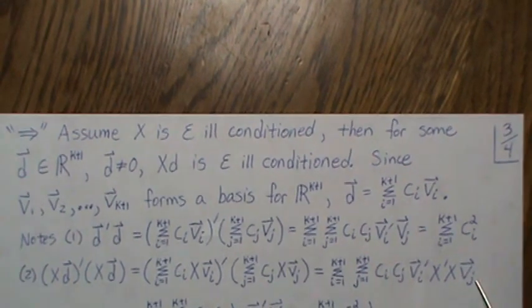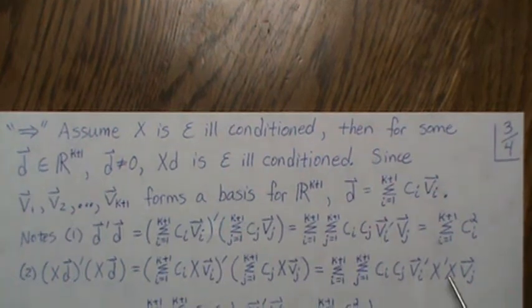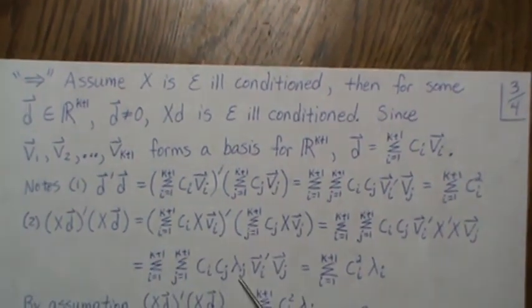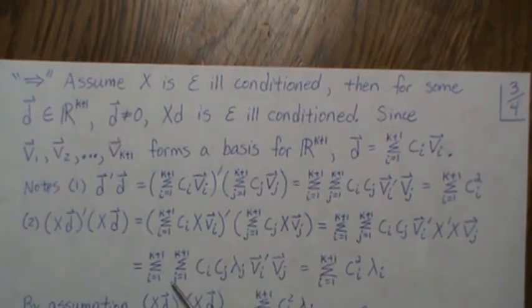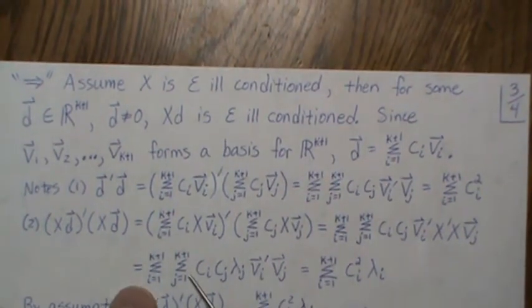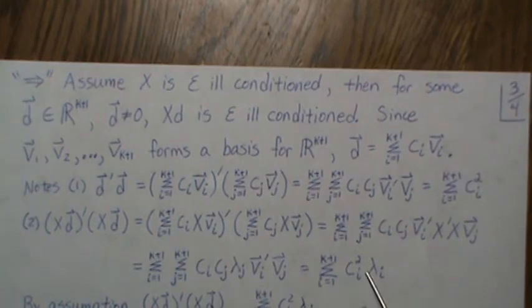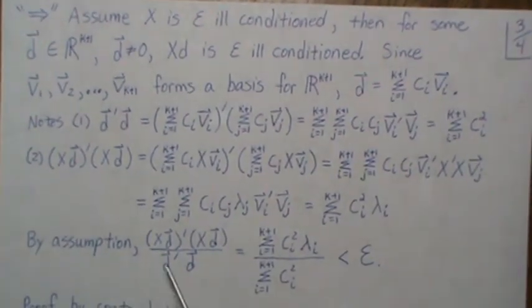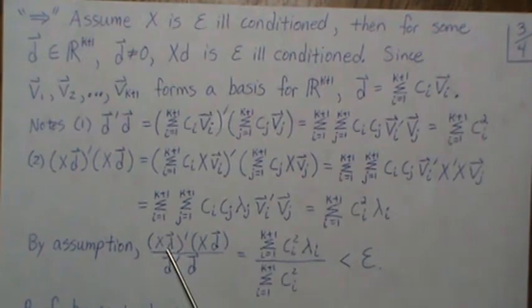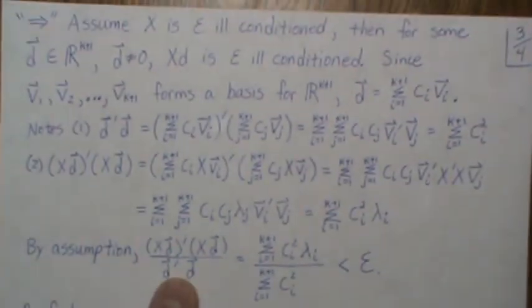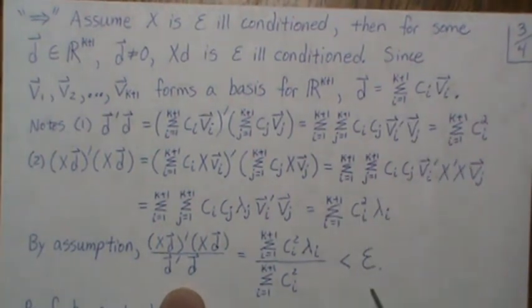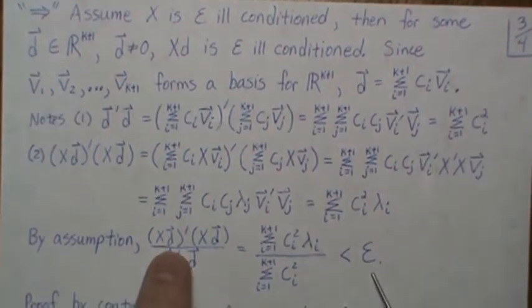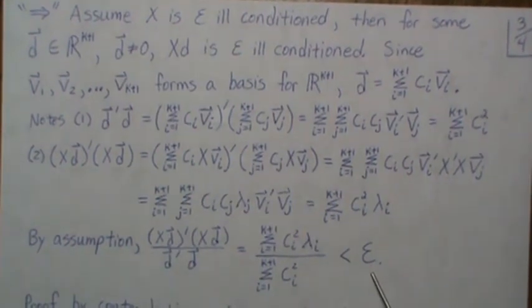But V is the eigenvector of X transpose X. So this is an eigenvalue times a vector, so we can replace it. And it's a constant, so we move it out front. And again, these are all 0 when i and j are not equal. And when they're equal, then it's 1. So this double sum is really the single sum of this. So now, by assumption, remember that we assumed there was a vector that was ill-conditioned. So by definition, this, which is this, we just showed in here, is less than epsilon. That's our ill-conditioned vector, because we're assuming X is ill-conditioned.